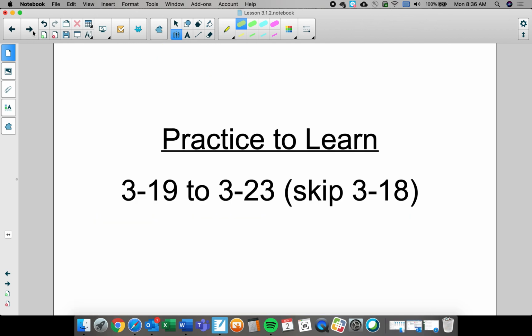All right, to finish this lesson up then, your practice to learn for this is the 312 practice to learn, and I want you to do problems 319 to 323. You can skip the first problem 318 in that and not worry about that. Okay, if you have any questions on the lesson, any questions on the practice to learn, bring those questions with you to class, and we will go over those when I see you in class. Good luck, everybody.